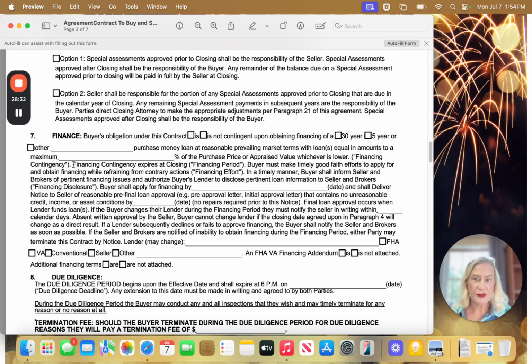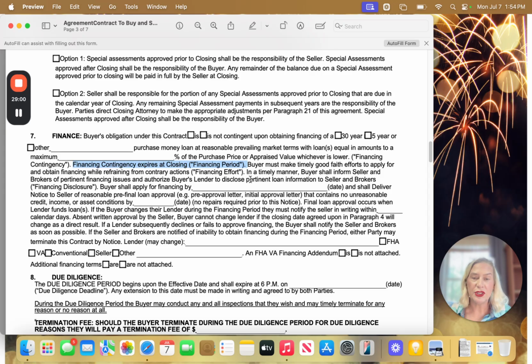It goes on to talk about how there's a finance contingency. It expires at closing. If your clients are denied financing anytime during the contract, your clients have the right to get out of the contract without paying the due diligence fee, the termination fee, because financing is completely separate from that due diligence contingency or the termination fee time frame. The buyer must make good timely efforts to apply for the loan.